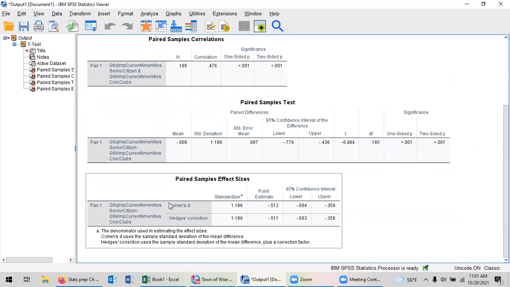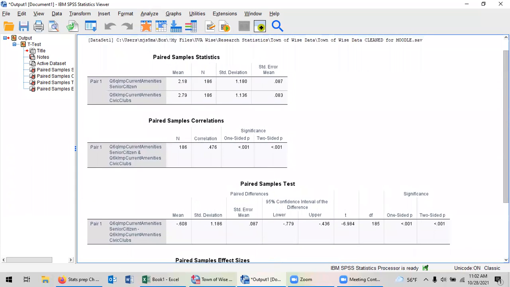SPSS also gives us effect sizes, and we've talked about Cohen's d. Remember, we don't really look at the standardizer, but we can look at the point estimate, which is our estimate of Cohen's d: 0.512. So there's about a half a standard deviation of difference between those two. We also have the confidence interval around the Cohen's d, but really what we need is this point estimate right here. So we have a significant difference. There's a significant difference in how much people rate the importance of senior citizen activities versus civic clubs in their current housing, with civic clubs being more important.